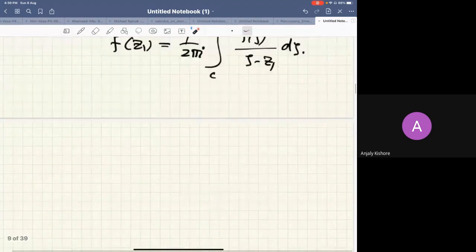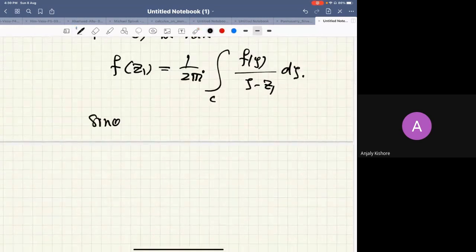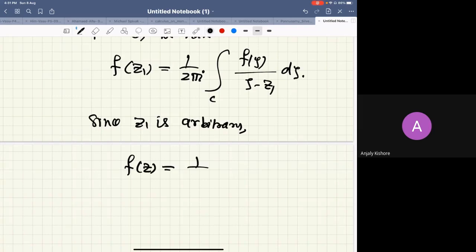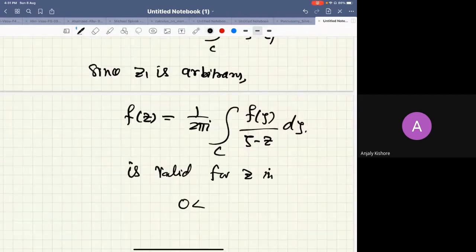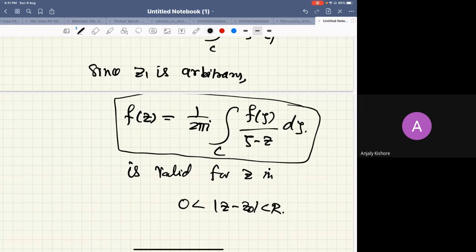Since z1 is arbitrary, f of z is nothing but 1 by 2 pi i integral over C of f of zeta by zeta minus z d zeta. In particular, this is valid for all z with 0 less than mod z minus z0 less than r. So, can I say this is an analytic function? Does it represent an analytic function?